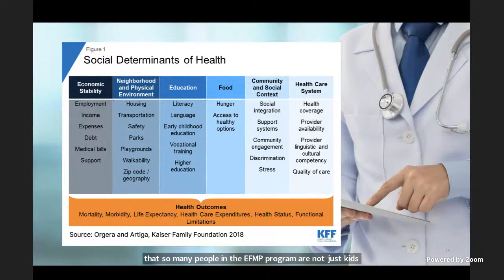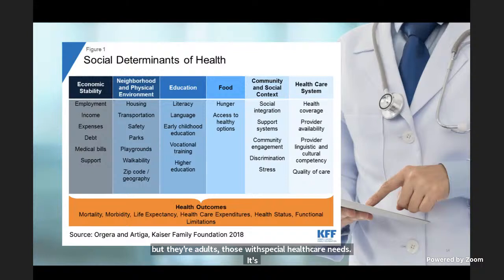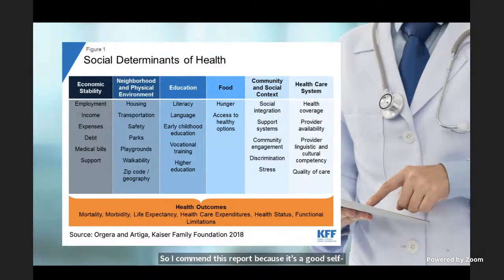I commend this report because it's a good self-assessment and evaluation of what is needed to begin to address, or to capitalize and build on, efforts that have been made to understand the causal factors, whether they're systemic factors about situation or health status, or about folks' knowledge of programs that can help them navigate the life journey that they have with and without the military.